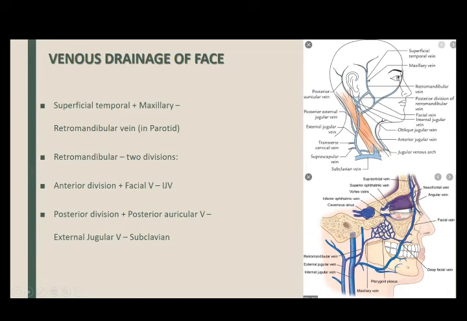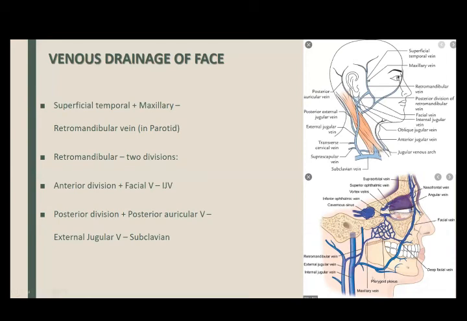ठीक है? This retromandibular vein is lying within the substance of the parotid gland. ठीक है? So जब हम parotid gland के contents पढ़े थे, structures lying within the parotid gland, तो superficial से deep चलें तो you have the facial nerve, the retromandibular vein, and the external carotid artery in this particular order from superficial to deep.